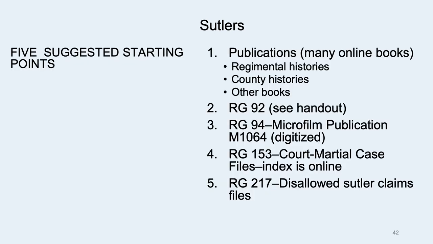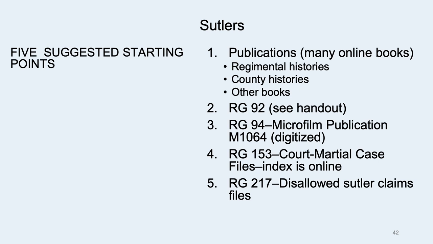There are five starting points for research. There are many publications that can be found online on various websites, including regimental histories, county histories, and other books. These sometimes mention sutlers. Record Group 92, Records of the Quartermaster General at the National Archives, has various records, and we will look at some of those in a moment. In Record Group 94, Records of the Adjutant General's Office, there is microfilm publication M1064, Letters Received by the Commission Branch of the Adjutant General's Office, 1863 to 1870, which has been digitized.